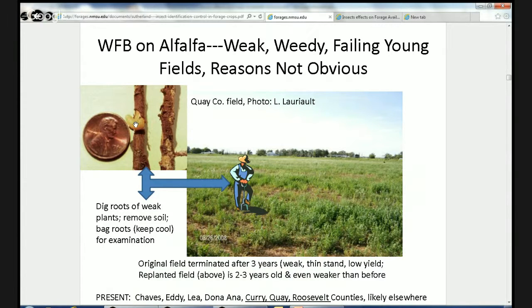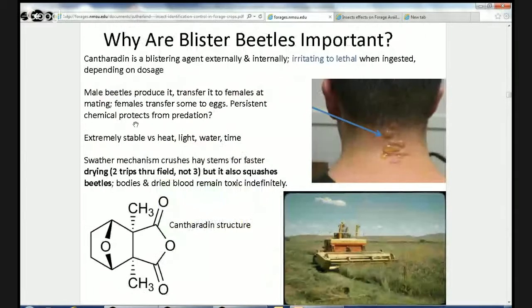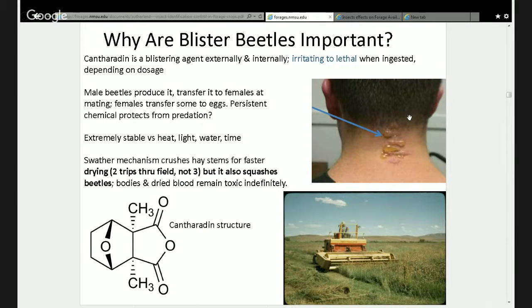Okay, blister beetles. I hope you never see a blister beetle in your life. I am afraid of blister beetles because they can do that to your neck. Yikes. So there's some sort of blistering agent that I'm not really good at enunciating. I'll give it a try. Cantharidin, something to that effect. It's a blistering agent. So talk about contact dermatitis. Look at that. Well, it's even worse if you're a cow and you eat it because it's going to kill you.